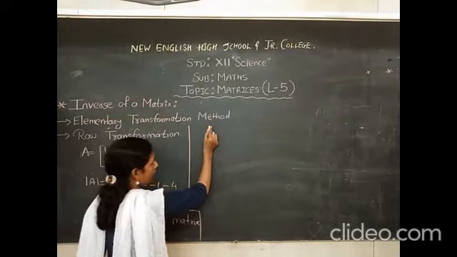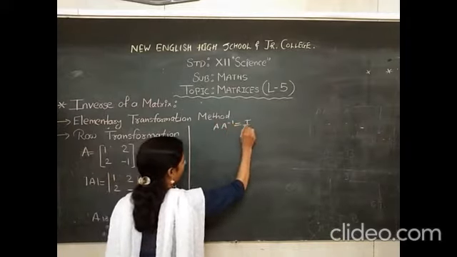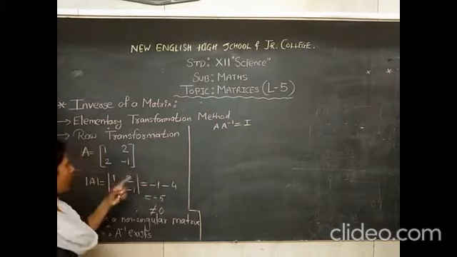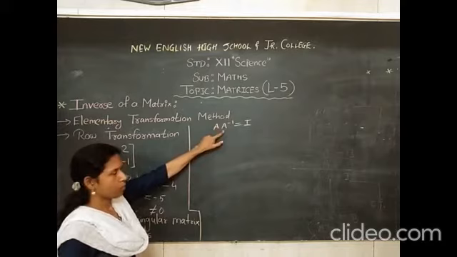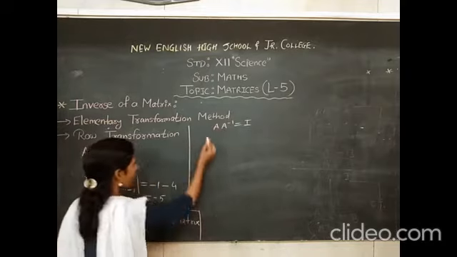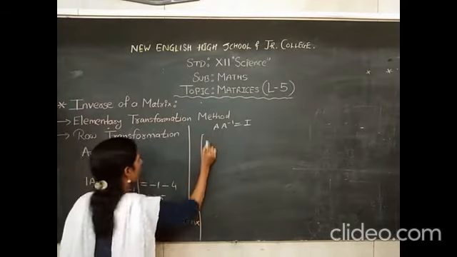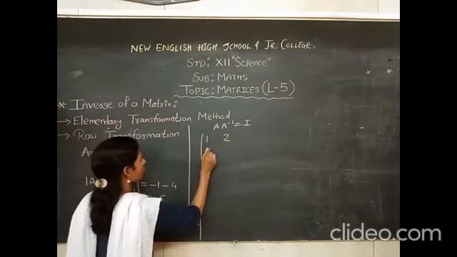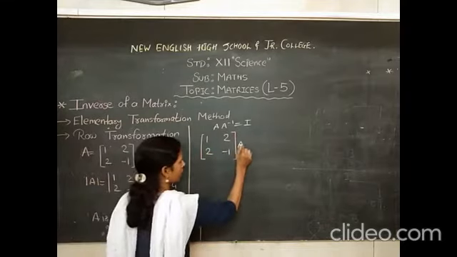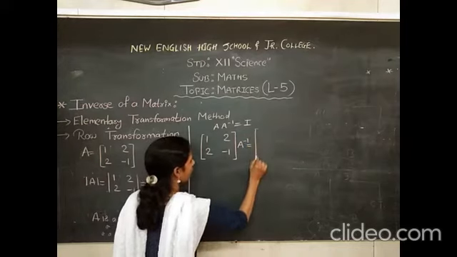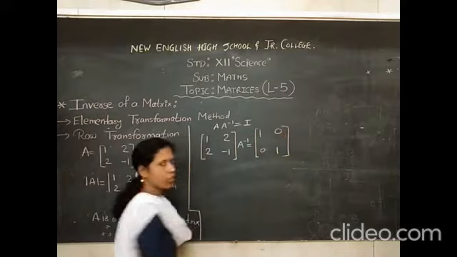Now I will write A into A inverse equals to I. Because I am applying row transformation, I will write A inverse on the right hand side of A, like post multiplication. This is our matrix A: 1, 2, 2, minus 1, into A inverse equals to the identity matrix, that means 1, 0, 0, 1. Identity matrix of order 2 by 2.